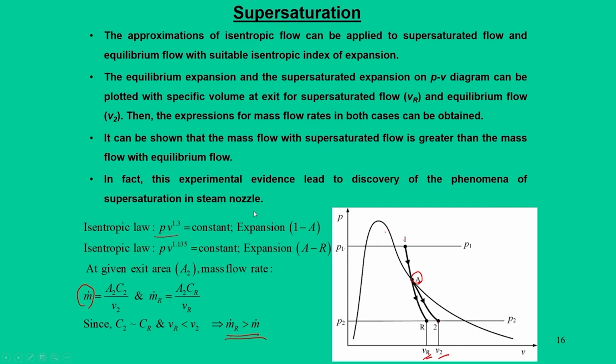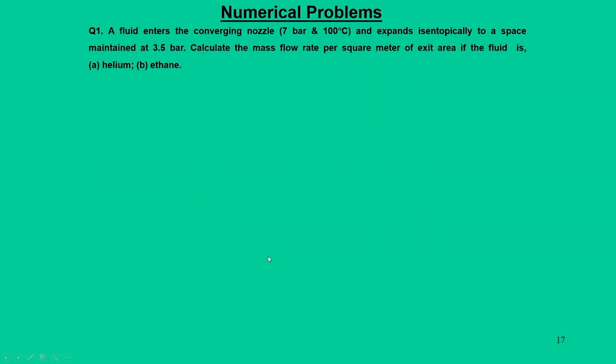People tried to understand steam nozzles in a conventional way, but when they found that the mass flow rate typically becomes higher than the equilibrium flow, they tried to find out the theory behind it. With this we say that the supersaturation phenomenon is a very critical aspect for steam nozzles as well as for steam turbines. So, with this we conclude the nozzles. Now, we will try to solve some numerical problems based on our discussions today.